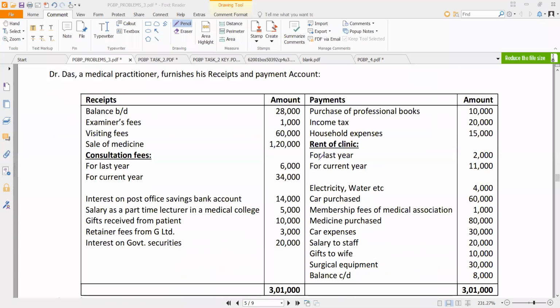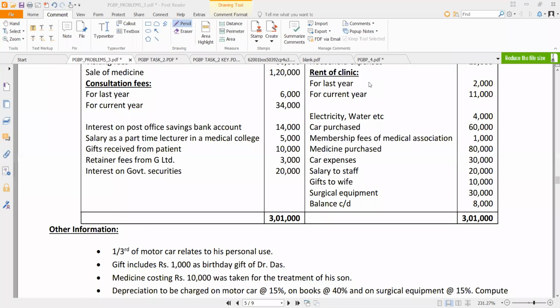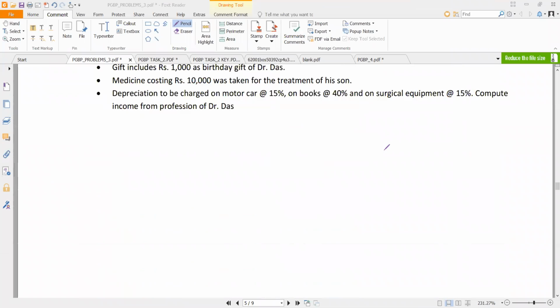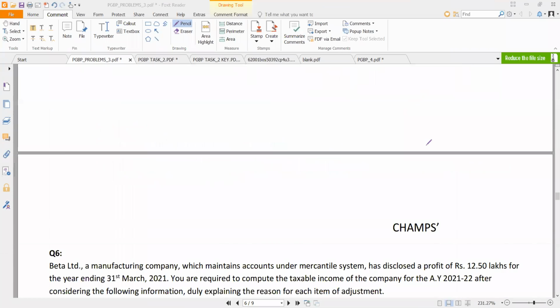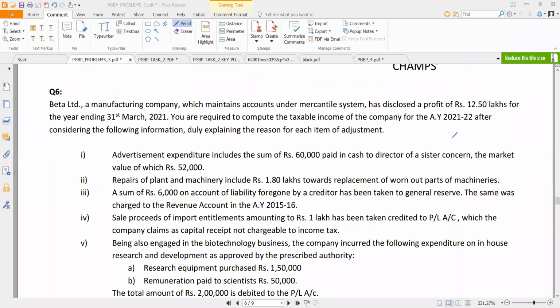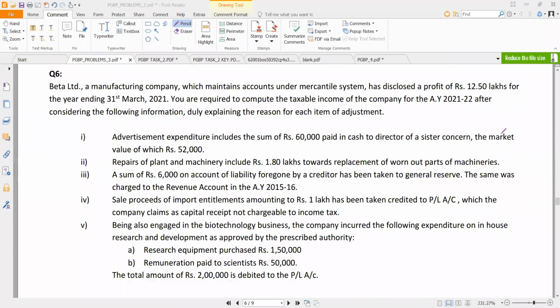Then question number five is a separate type of question where we have to use the direct method. We'll come to that later. We can do a couple of questions like that later. Now just let us quickly go through question number six. This was a past examination question.